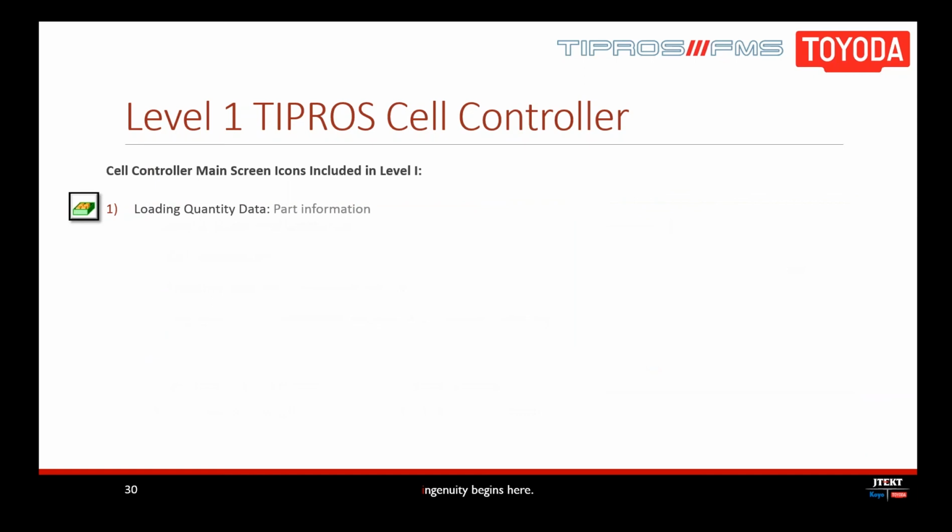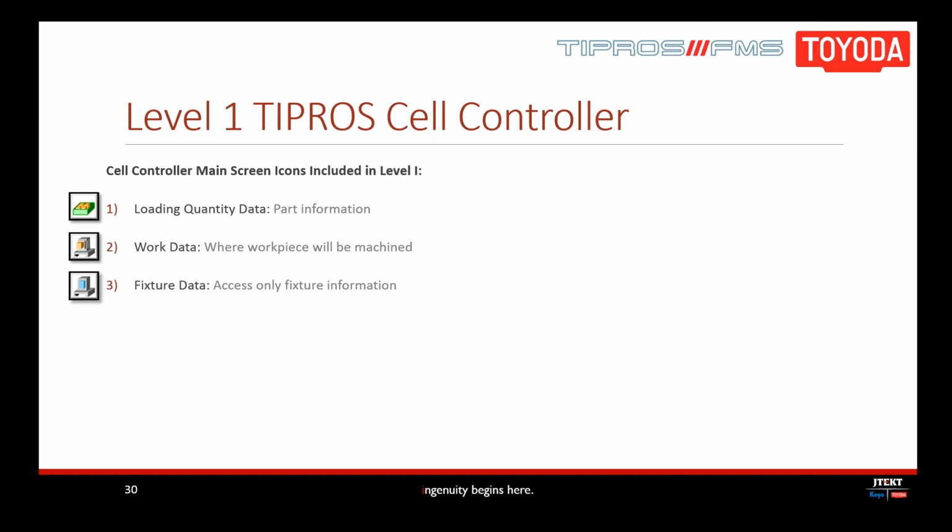Okay, let's talk about some of the keys we have on level 1. First thing, we have loading quantity data. This is where we can put a part in and request it to be loaded to the loading station. Next, we have work data. This is where we tell where the work is to be machined.